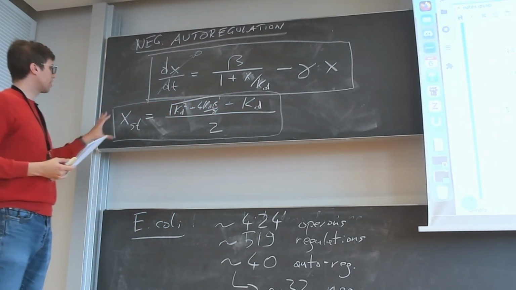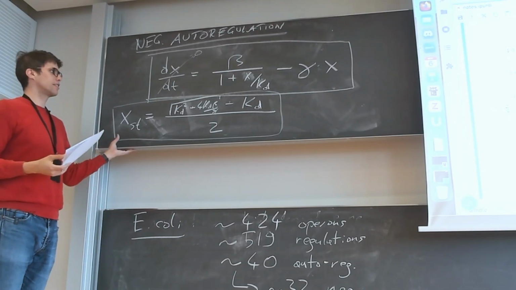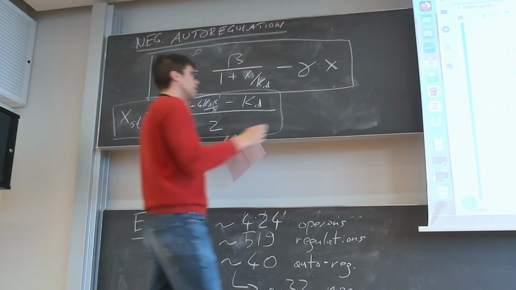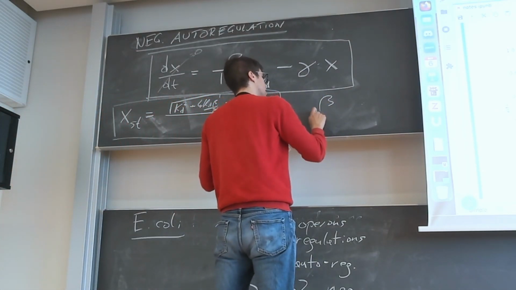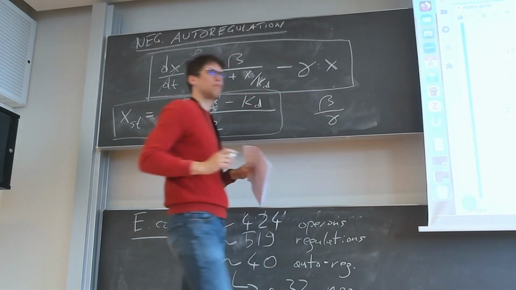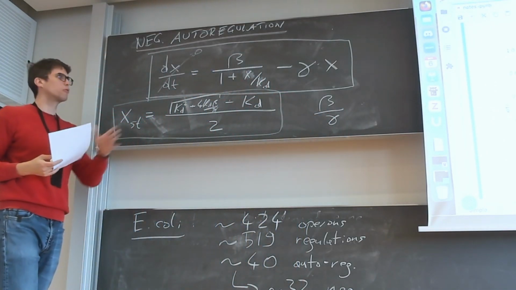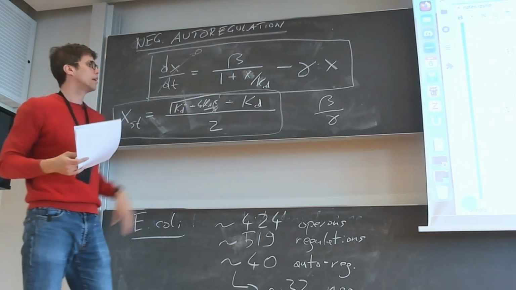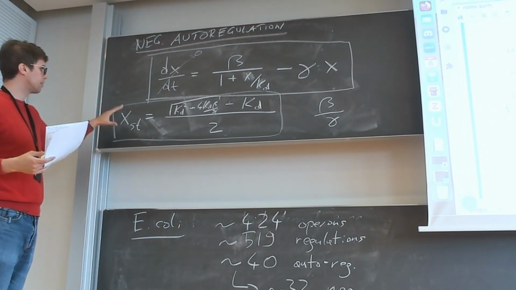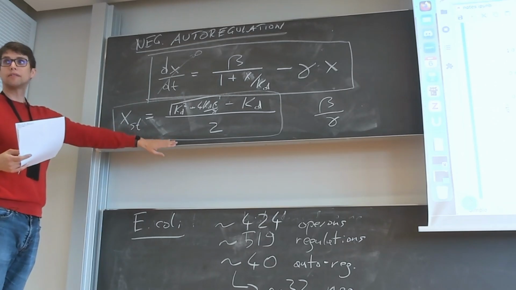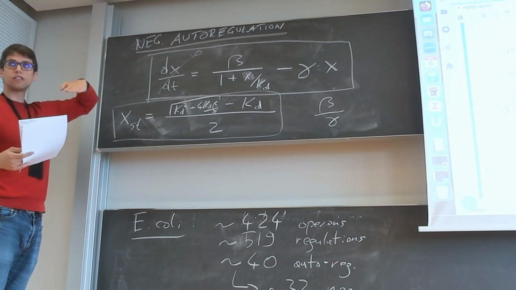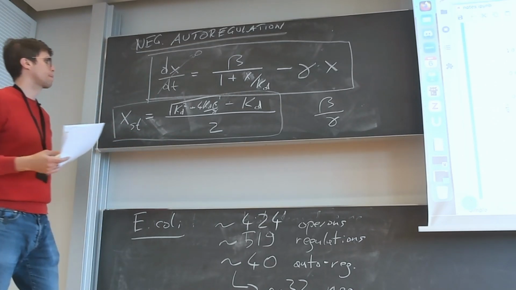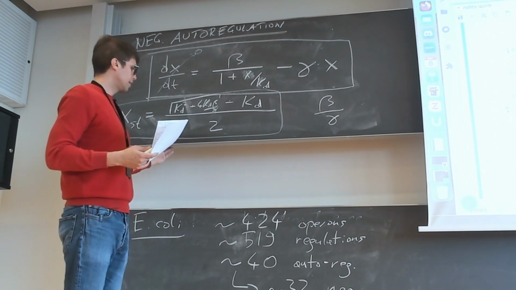And now we can ask the question, how big is this? We already know that the base steady state would be beta over gamma. That's if there's no autoregulation going on. If this wasn't here, we just divide it by 1. It's a bit different. This will be lower than that because we are regulating ourselves down over time.